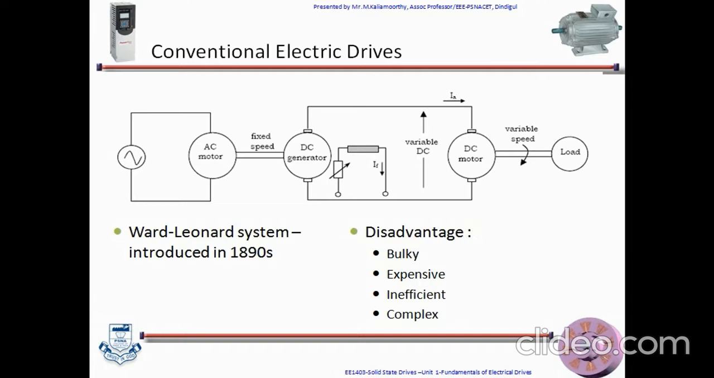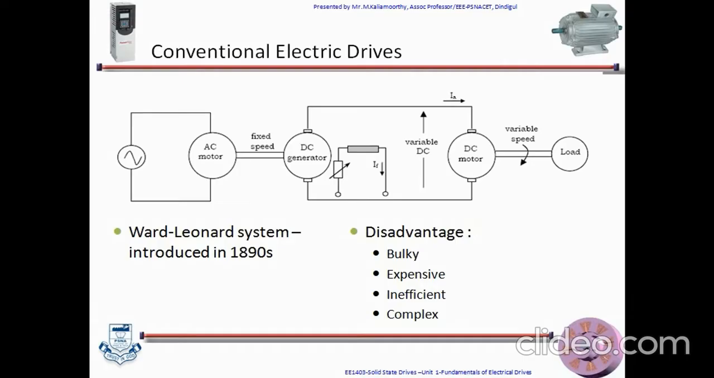Now the AC motor is excited with a fixed supply, so the speed of the AC motor will also be fixed. Since the AC motor is coupled with a DC generator, the DC generator also rotates at a fixed speed. Normally the DC generator used is a separately excited DC generator. So if I vary the field current of the DC generator, the armature voltage generated from the DC generator also varies.